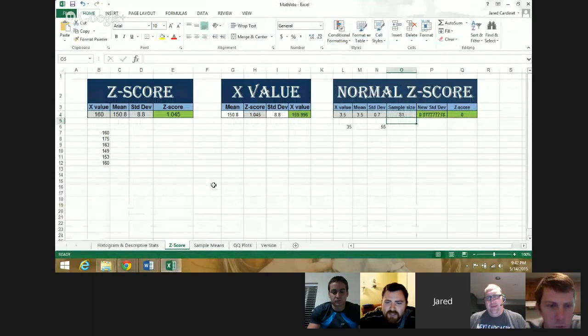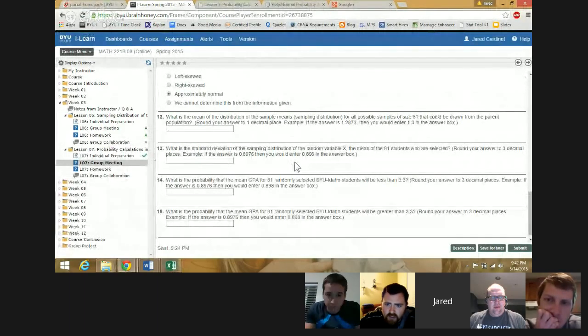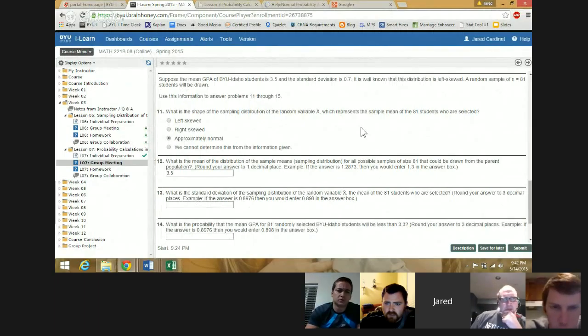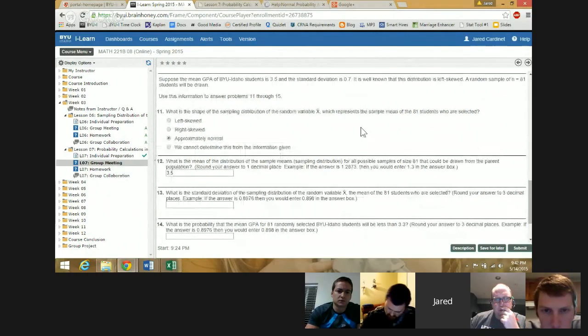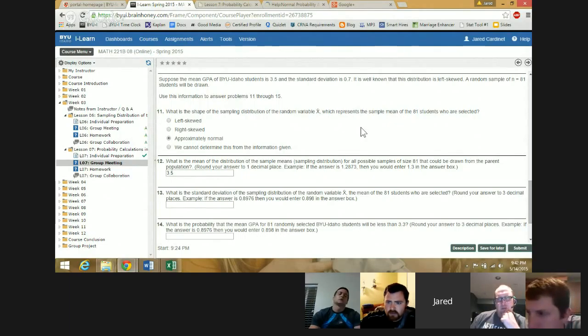What is the mean of the distribution of the sample means, the sampling distribution, for all possible samples of size 81 that could be drawn from the parent population? Round your answer to one decimal place. 3.5, because the mean doesn't change. Is that what we have? Yeah. The mean doesn't change if the population is large enough.